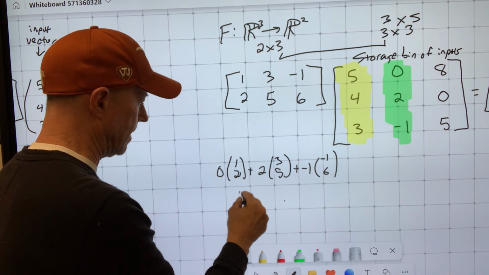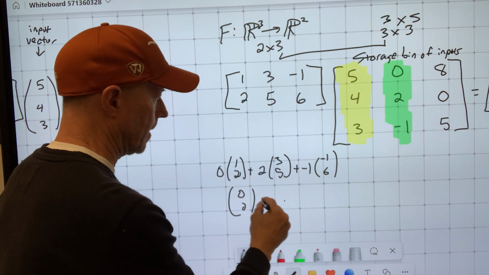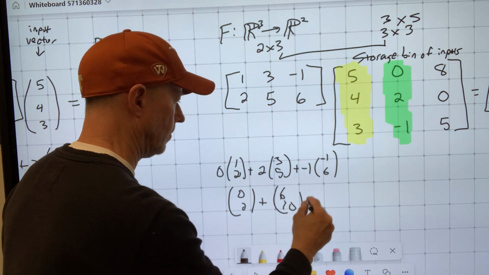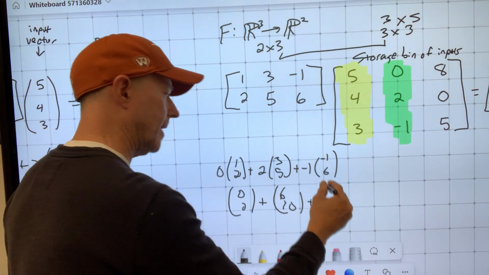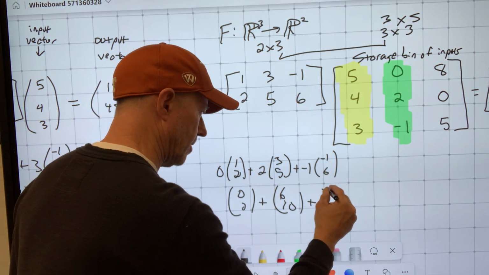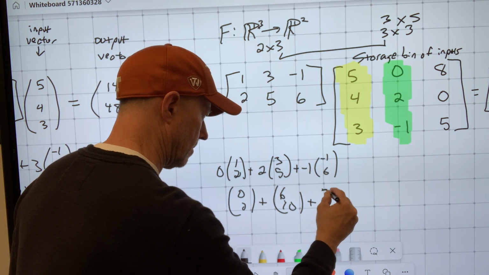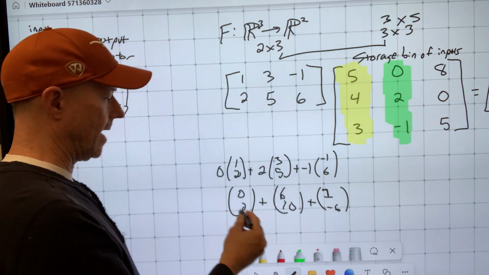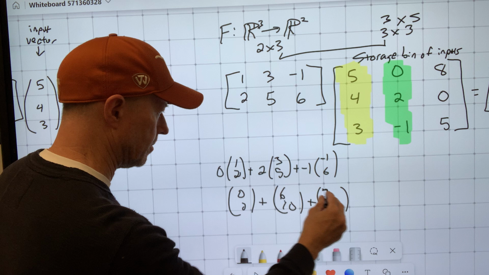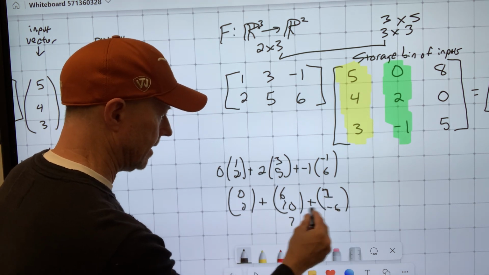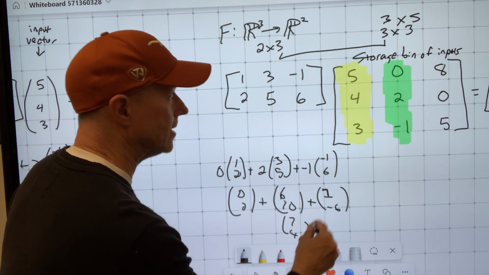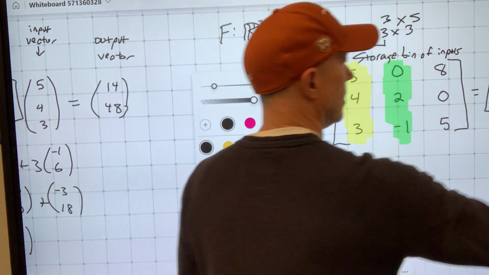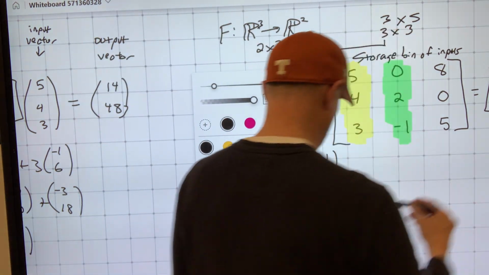Well, 0 wipes that out. It becomes 0, 0. Doubling this, I get 6, 10. Multiplying by a negative changes the sign. So that -1 becomes a +1. And that 6 becomes a -6. And then we add straight across. So 6 plus 1 is 7. 10 and -6 is 4. And so this vector here, the middle vector, turns into 7, 4. So I get a 7, 4 over here.